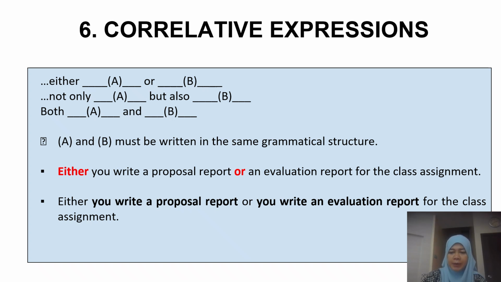So here, example given, either you write a proposal report, or here is not parallel, an evaluation report for the class assignment. Okay, this sentence makes sense, you can understand it, but it's not parallel. Okay, to make it parallel, you must write the A and B expression parallel. So either you write a proposal report or you write an evaluation report for the class assignment. So you see, it's not that difficult. Yeah, the example given is to give you the concept first, but later on we will practice. Okay, we will practice together.